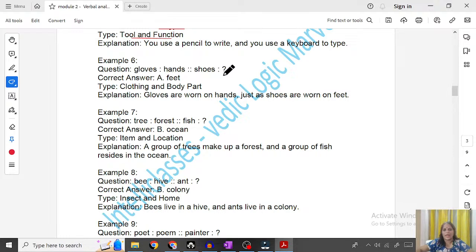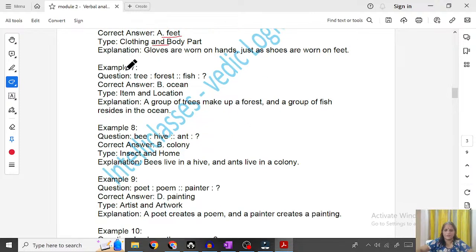Gloves is to hands as shoes is to what? This is very easy. These come under part of the body and clothing. So you wear gloves on your hands. So where do you wear your shoes? On your feet. Okay. The next question. A tree is to forest. In a forest, you have many trees. So where you have a lot of fish, you have them in the ocean. So these are the type of items and locations.